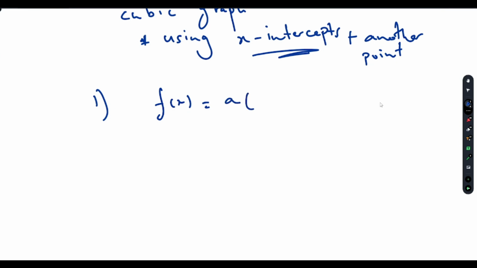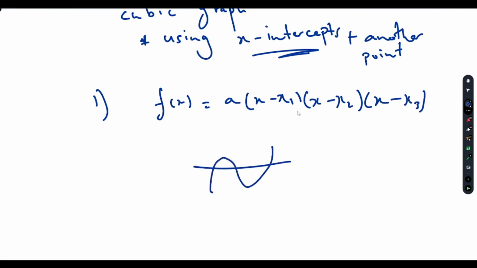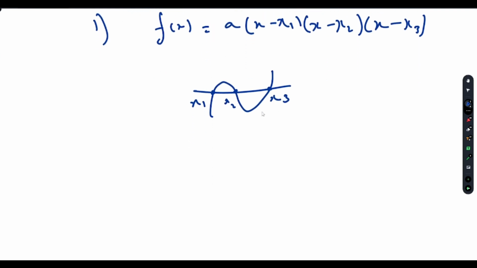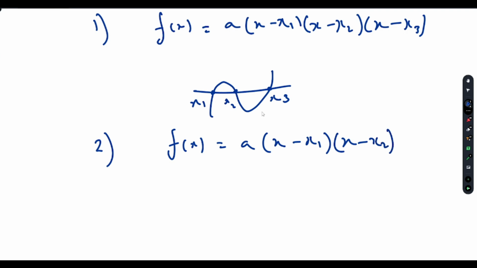So we have f of x is equal to a into x minus x1 into x minus x2 into x minus x3, and we use this formula when we have three distinct x-intercepts: x1, x2, and x3. The second equation will be used when we have two distinct x-intercepts. So f of x is equal to a into x minus x1 into x minus x2 all squared.